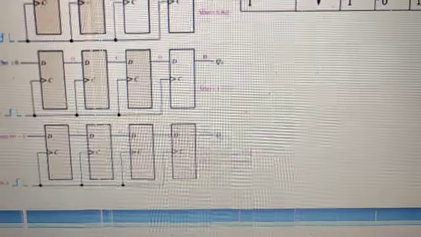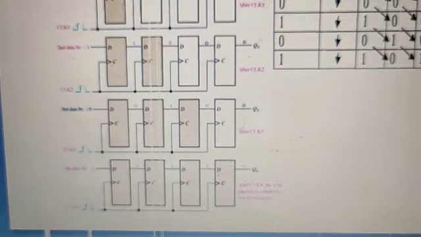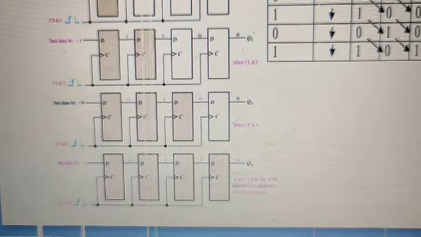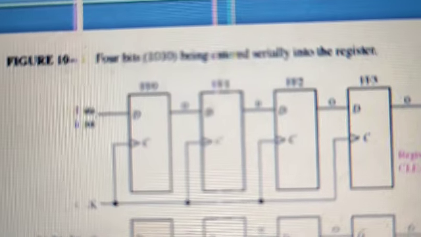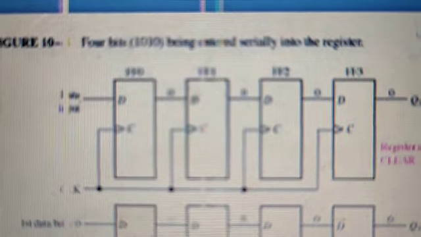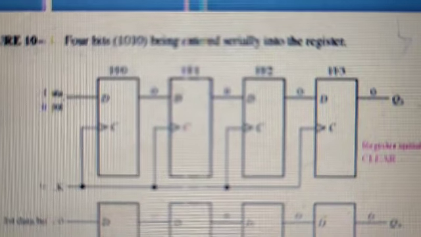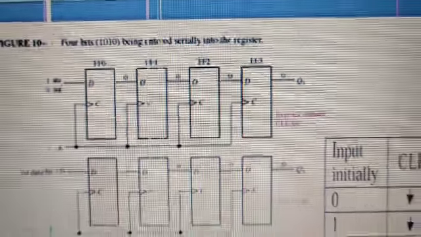So you can see that the output of each flip-flop will now be storing this information. Which information? 1010. 1010 will now be stored.